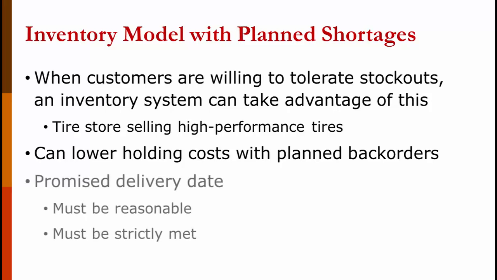If you do that, you've got to deal with your delivery dates, your promised delivery dates. They've got to be reasonable, and reasonable is in the customer's mind, not your mind. If you're a street racer looking for a high-performance tire, a week and a half might be reasonable. If you're an off-road pickup truck driver, it might not be reasonable. You've also got to strictly meet those deadlines or you're going to lose customers.